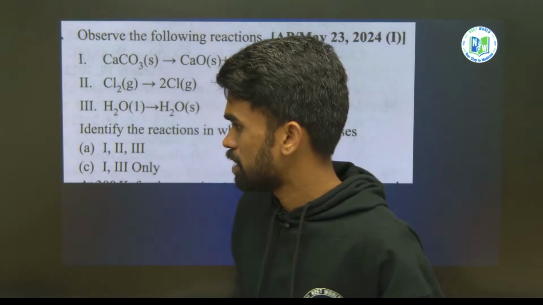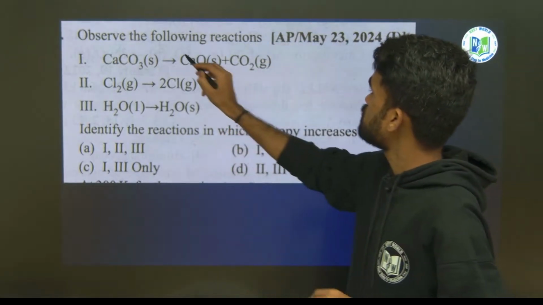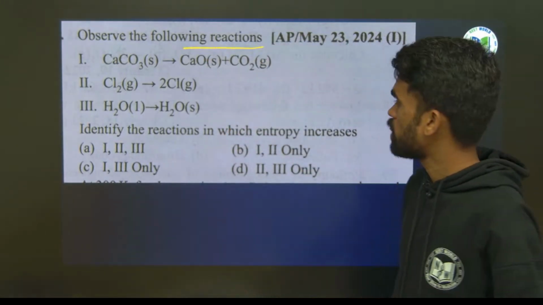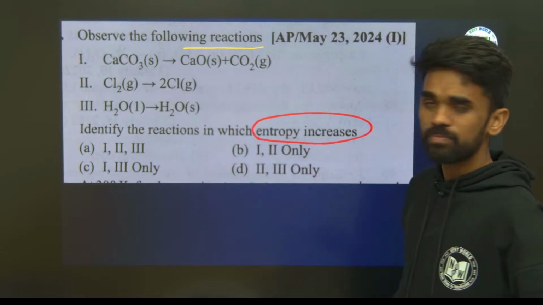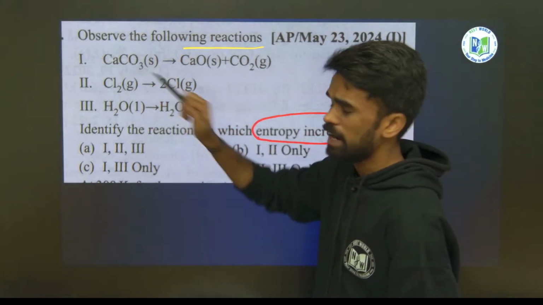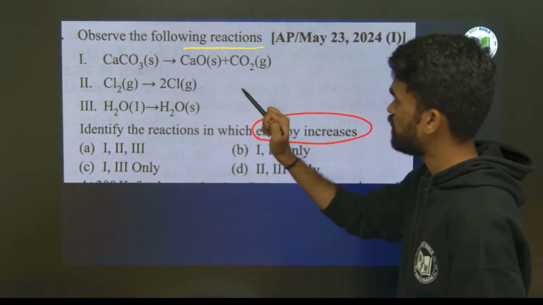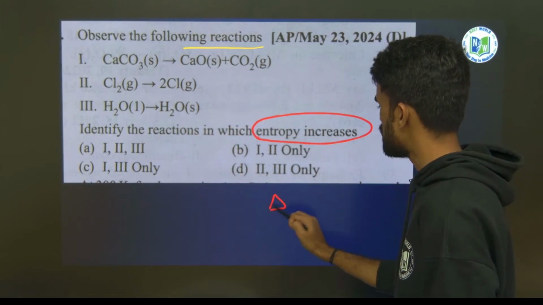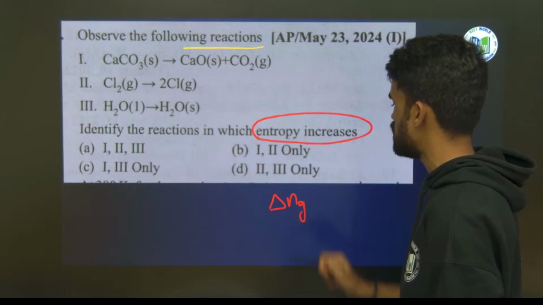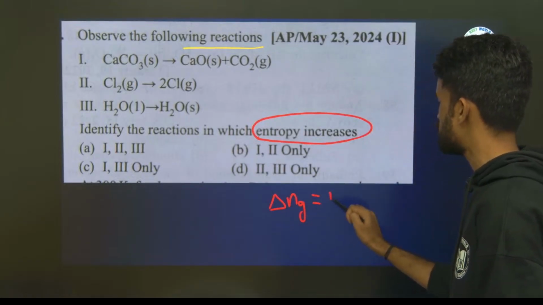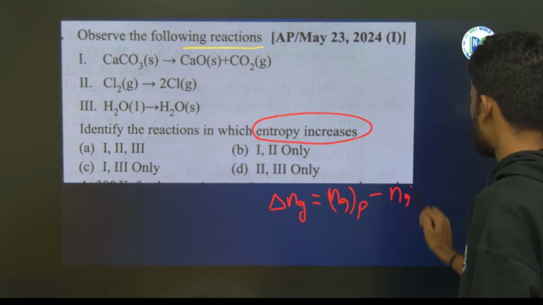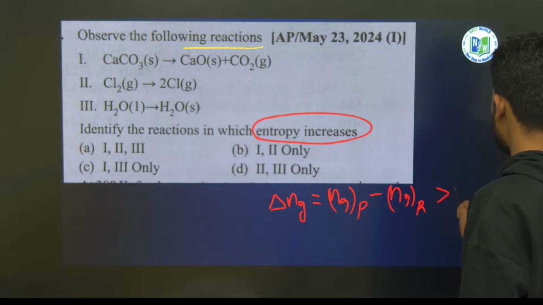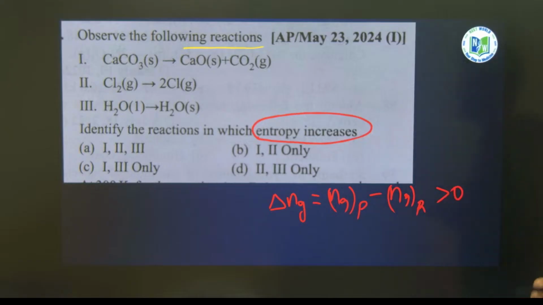Now look at here. Observe the following reactions and identify in which the entropy is increasing. Entropy is increasing means for a given chemical reaction, if delta Ng, the number of gaseous products minus the number of gaseous reactants, is greater than 0, then you can say entropy is increasing, that's it.